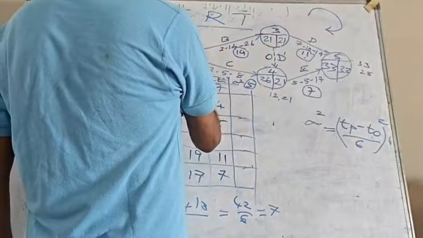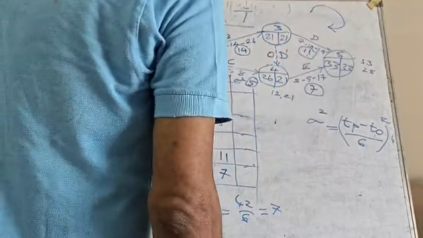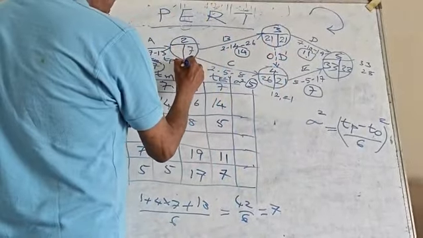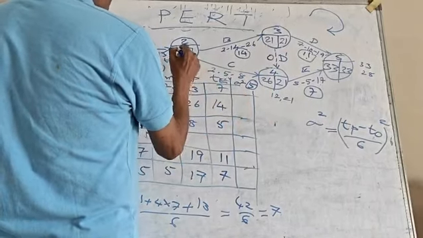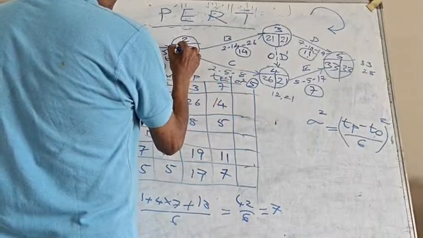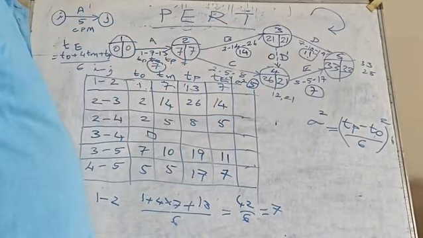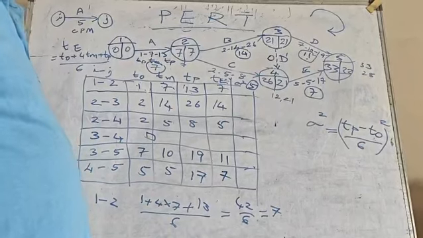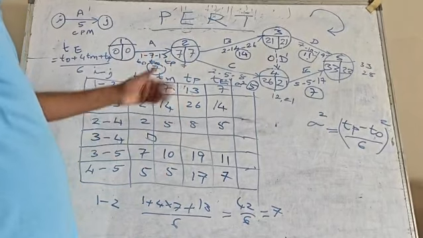Then while coming back, there are two paths. One path coming here, one path coming here. 21 minus 14 is 7 on one side, and 26 minus 5 is 21. So you need to take the minimum, that is 7. Now 7 minus 7, 0. So this is how you have to calculate the critical path. I hope it is clear. In case it is not clear, then I would like to explain.